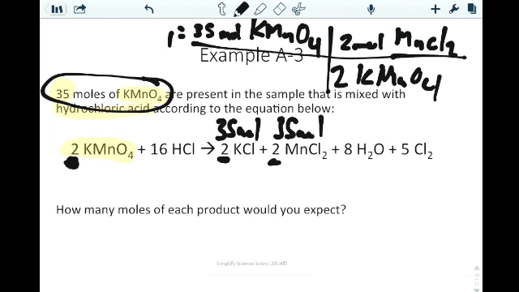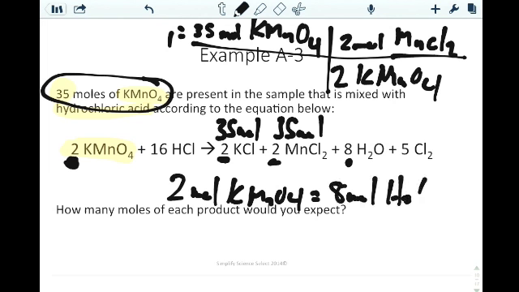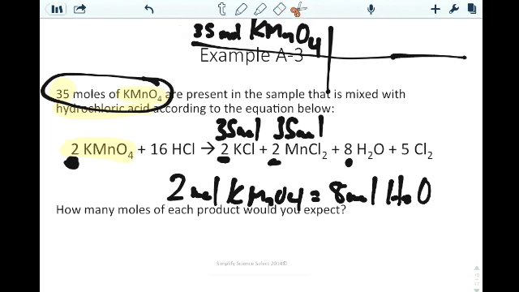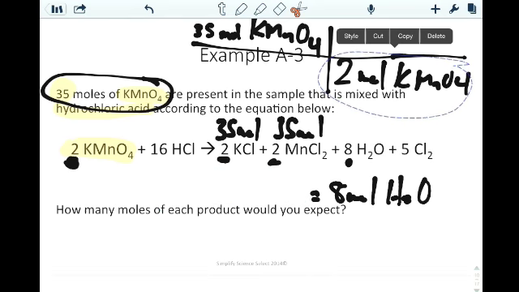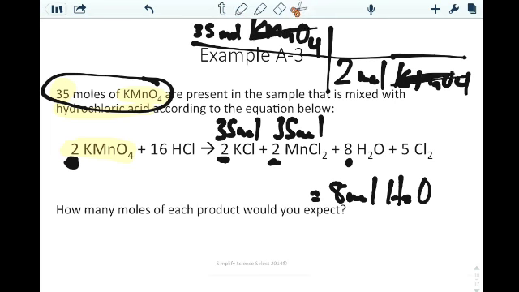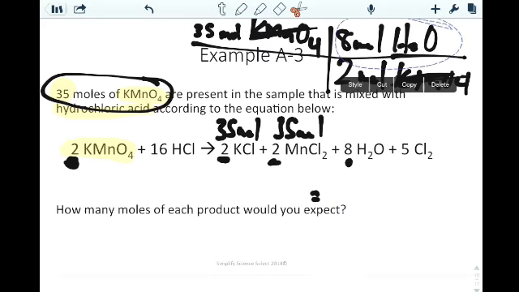Okay, the next one is a 2-to-8 ratio. So 2 moles of KMnO4 equals 8 moles of H2O. Okay, so when we're setting it up, do the same thing, start with the same exact number. Okay, and then all we would do is, for dimensional analysis purposes, we put that on the bottom because that cancels that unit, and then put the other part on top. So all you would have here is you would go 35 times 8, all divided by 2, and that will give us right around 140 moles of water.